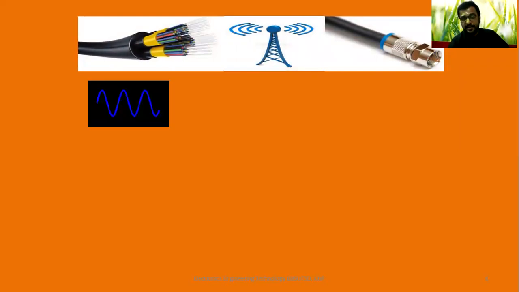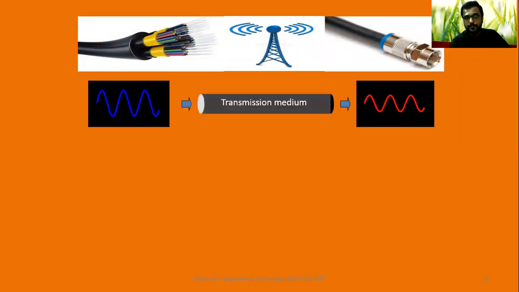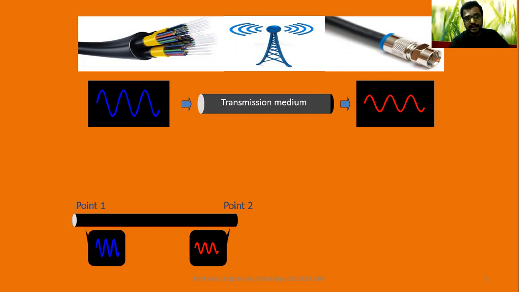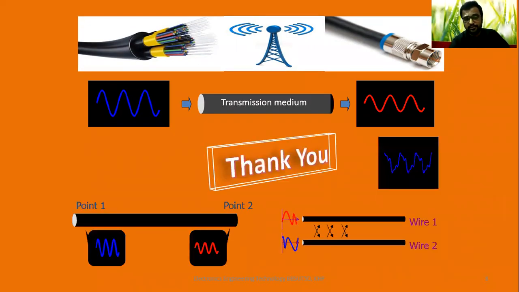So in the channel we have signal attenuation, and then signal distortions, and then in noise there is impulse or crosstalk noise.